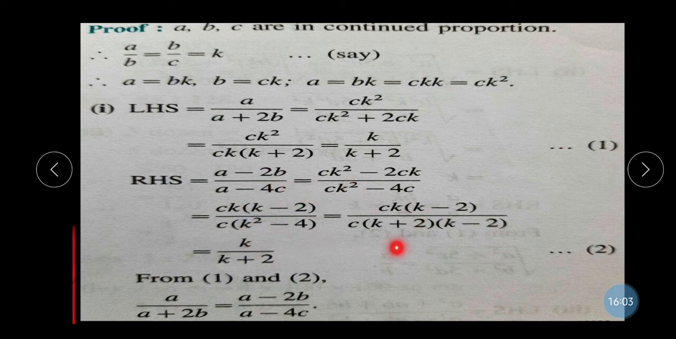This is the formula. Solving this, what we get? k minus 2 gets cancelled, and c gets cancelled. What remains is k upon k plus 2. That is equation 2. So from 1 and 2, both the values are equal, that is, we are getting k upon k plus 2. So from 1 and 2, ultimately a upon a plus 2b is equal to a minus 2b upon a minus 4c.